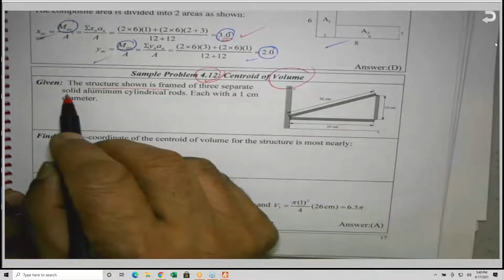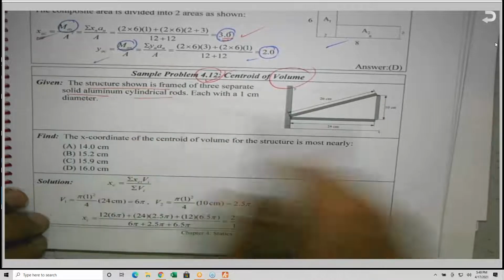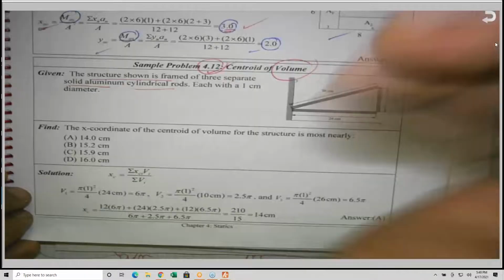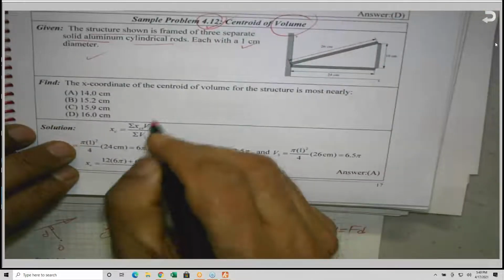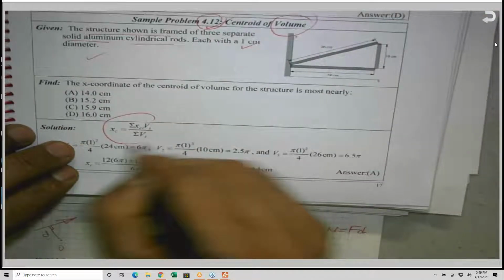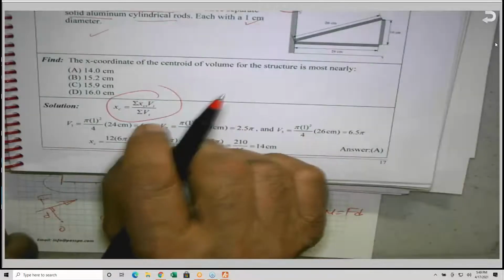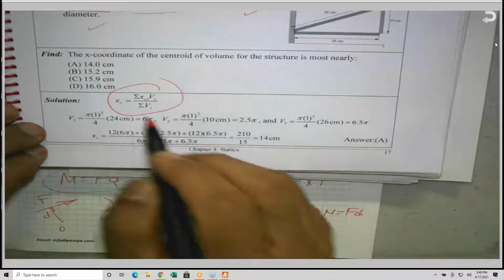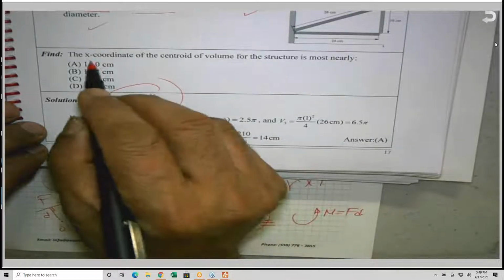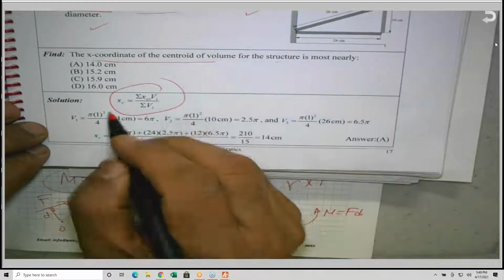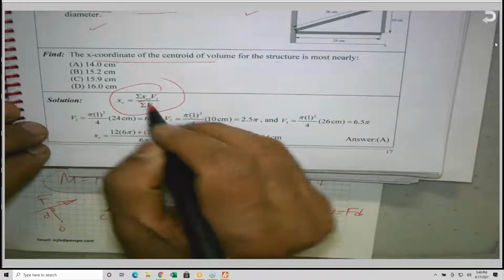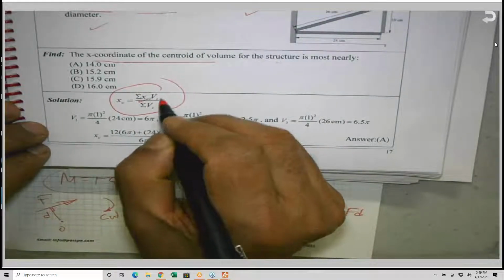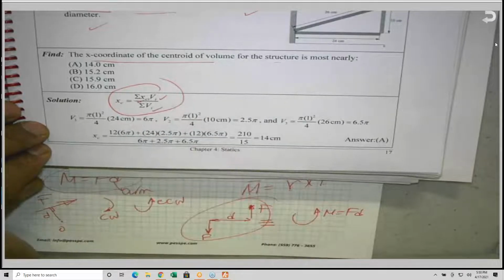3 solid aluminum rods, and each one is 1 centimeter in diameter. So, for the volume, sorry, the camera froze for some reason. Yeah, here we go. Okay, so the x coordinate of the centroid of the volume, XC, is equal to the sum of the x times volume over the total volume.